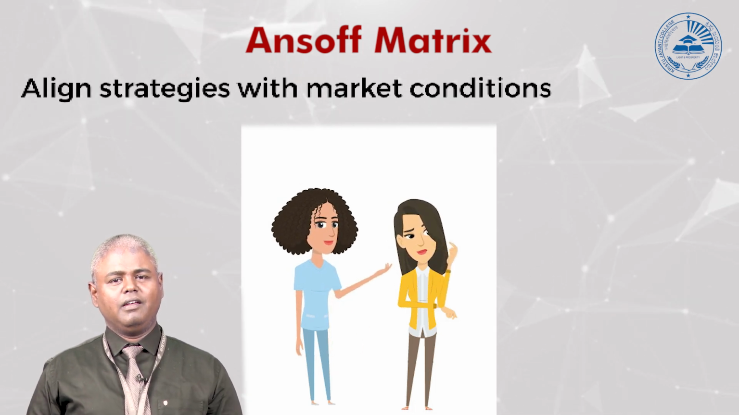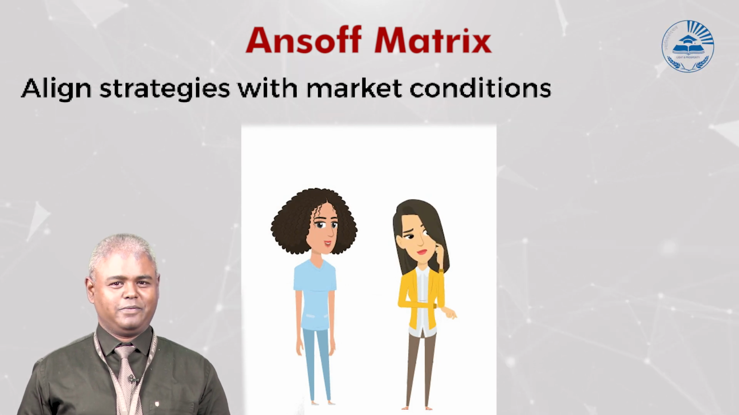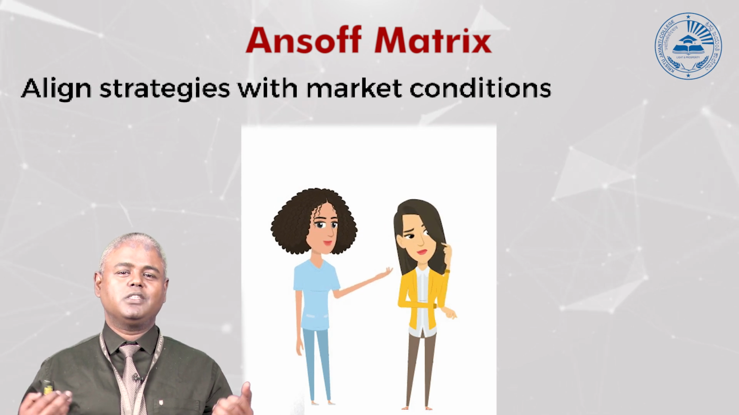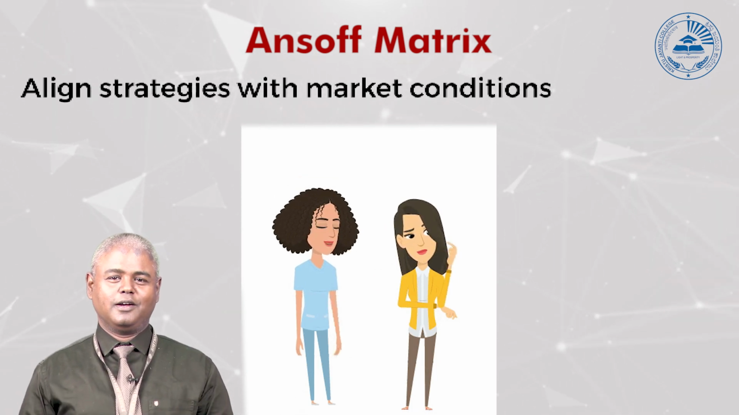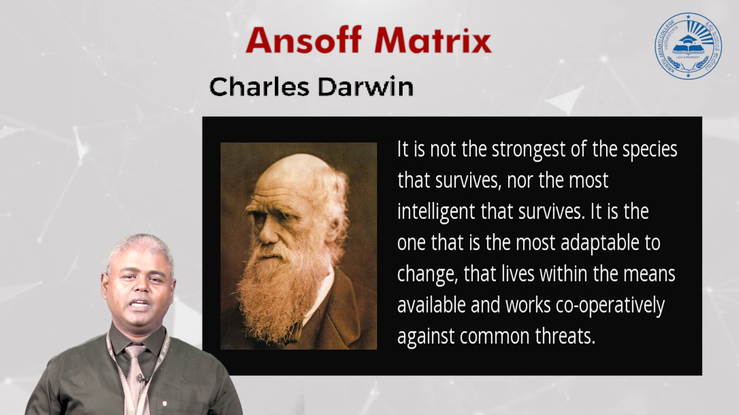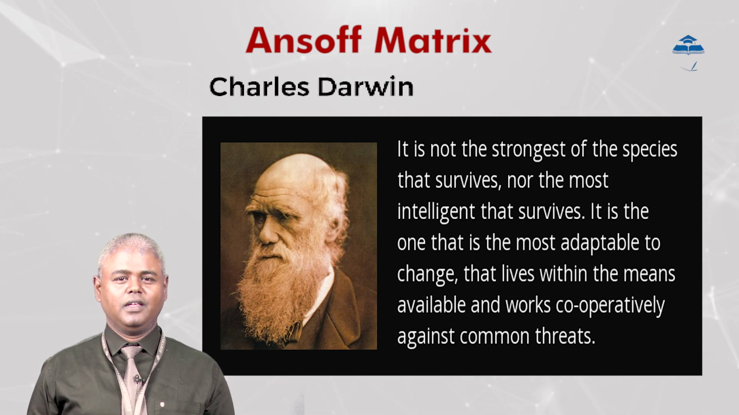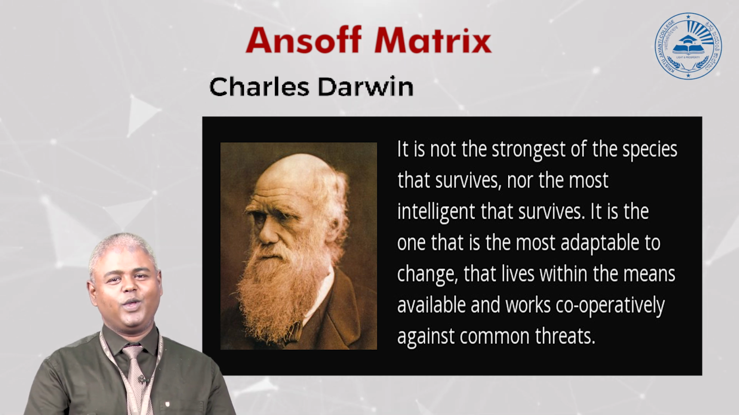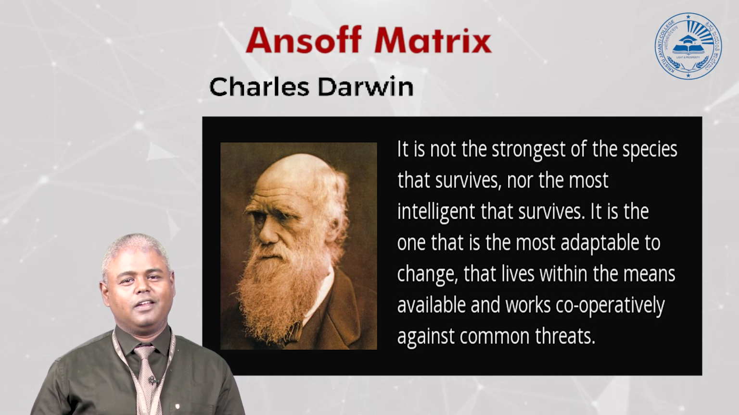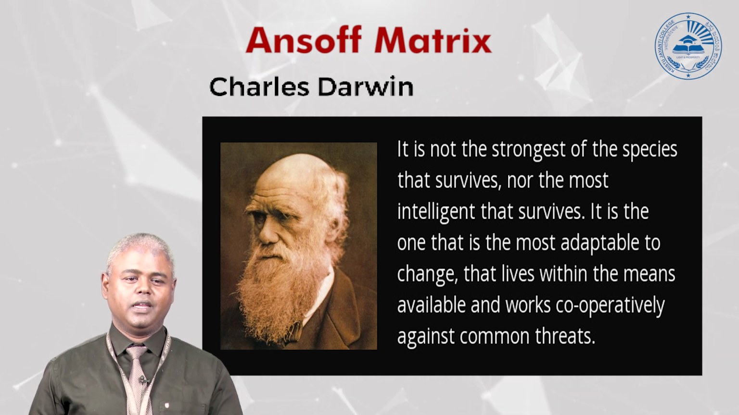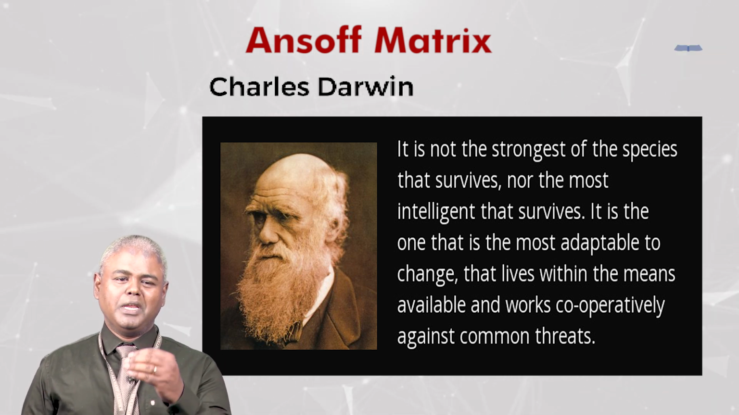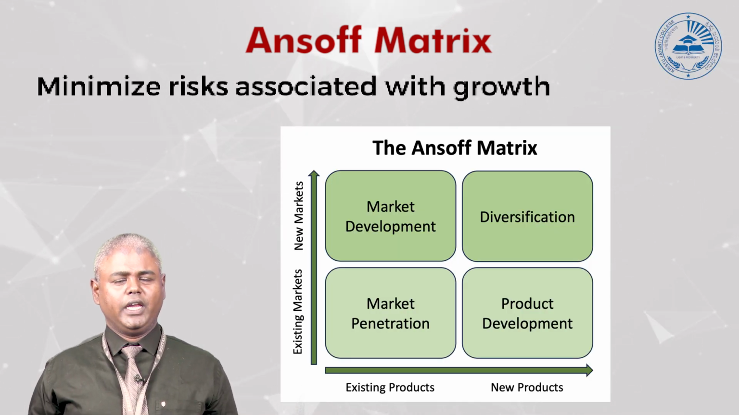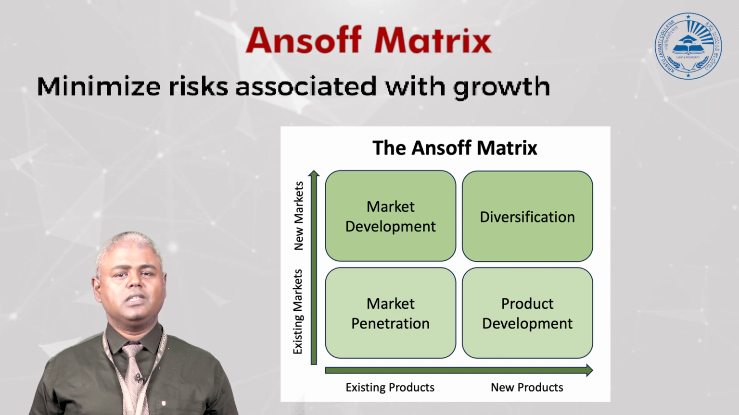And followed by, we can minimize the risk associated with the growth. As you all know, when you are not adaptive to change, you may not survive. I hope you remember the quote by Charles Darwin: it's not the strongest of the species that will survive, it is the species that adapts to change that will survive. So you can straight away link the quote by Charles Darwin with the third benefit, minimizing the risk associated with the growth. Yes, obviously we can grow and we can mitigate the risk.